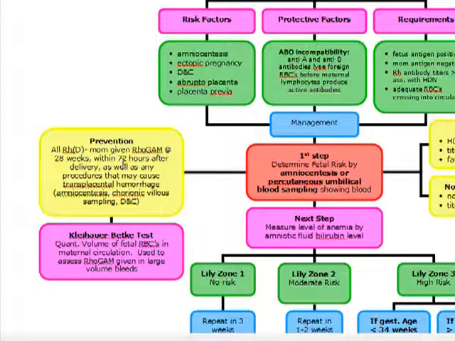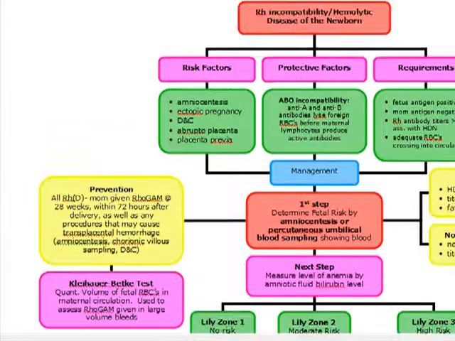There's a test you're going to be responsible for. It's called the Kleihauer-Betke test. This quantitates the volume of fetal RBCs in the maternal circulation by differential staining of the fetal and maternal RBCs on peripheral smear. It's used to assess the RhoGAM dose needed in large volume bleeds. An example of a large volume bleed is abruptio placenta. So we do this test to quantitate the volume of the RBCs in the maternal circulation.